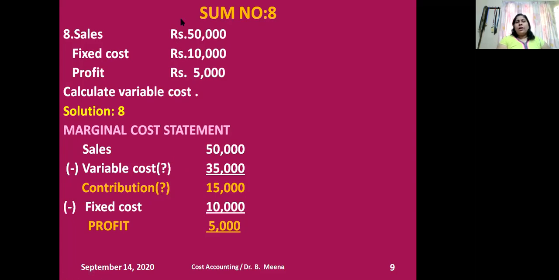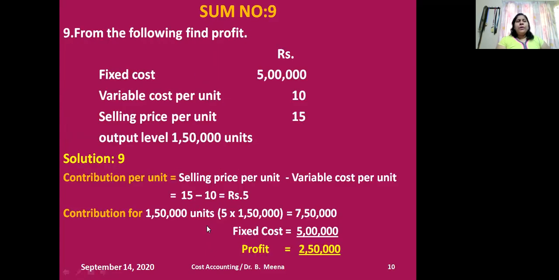But fixed cost is given. Fixed cost, how much is given? 10,000. And the profit is also given, 5,000. So if the profit is 5,000 and fixed cost is 10,000, what could be the value of contribution? If it is 15,000, then only when I deduct the 10,000 fixed cost, I will get the 5,000. Can you follow? If the contribution is 15,000, then only when I deduct the fixed cost 10,000, the profit will be 5,000. So I calculated the contribution.